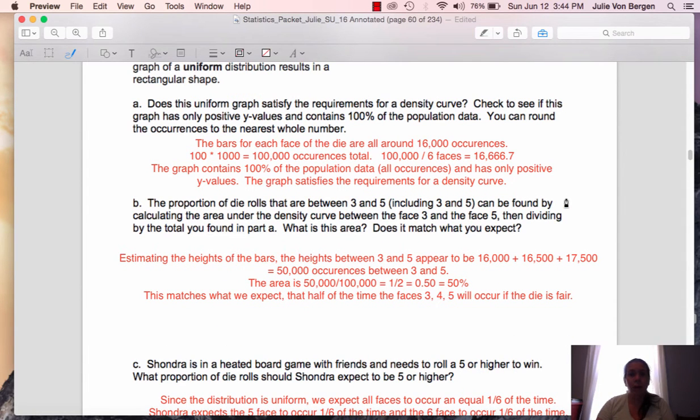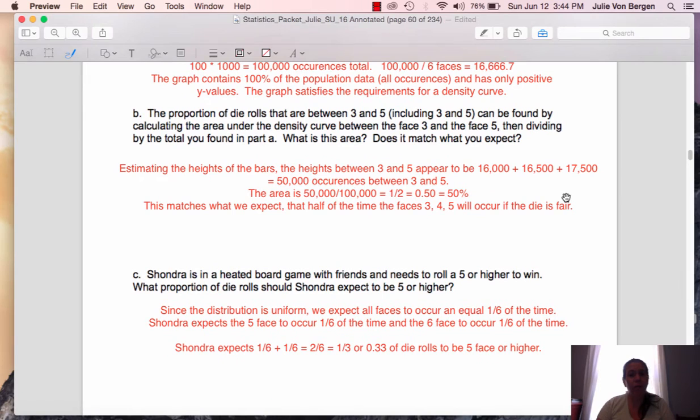The proportion of die rolls that are between 3 and 5, including the 3 and 5, so that would be rolls 3, 4, or 5, can be found by calculating the area under the density curve between the face 3 and the face 5, and then dividing by the total you found in part A. Our total is at 100,000 rolls. We want to think about what is the area and does it match what you expect.